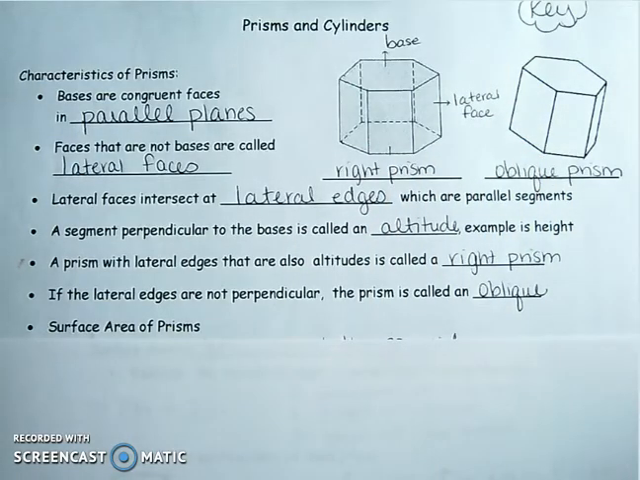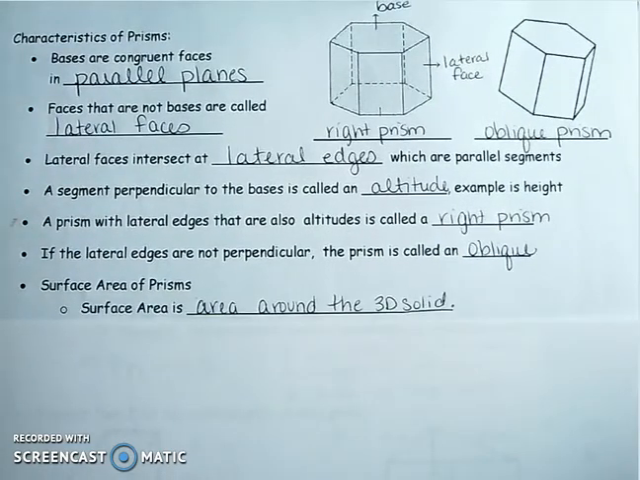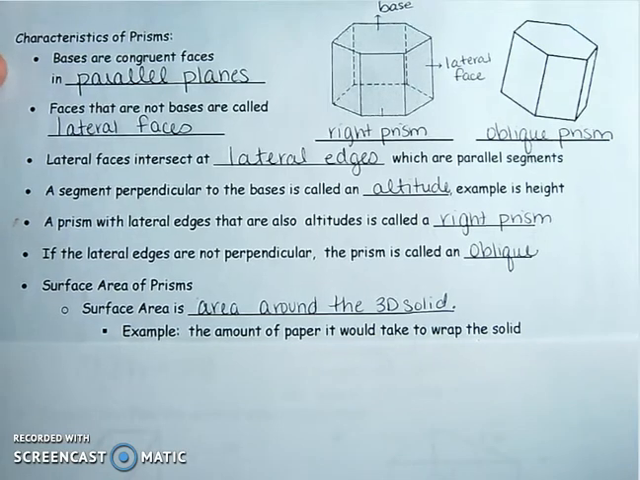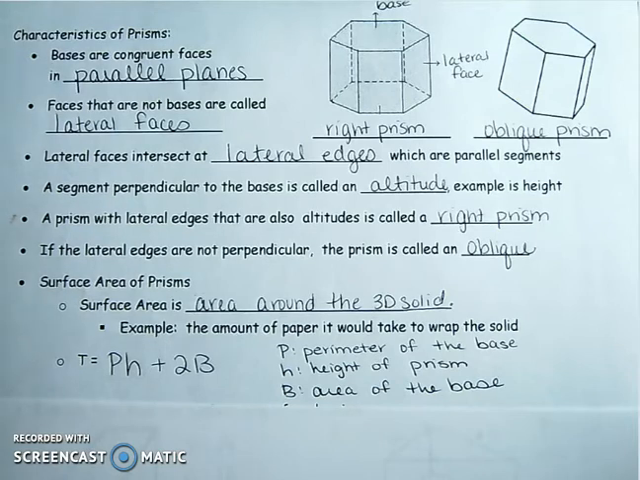So, surface area. By definition, surface area is just the area around the 3D solid. Think about the amount of paper it would take to wrap the solid. So at Christmas time, at someone's birthday, you're giving them a gift, and you're wrapping it up in paper. The paper it takes to go around this prism and the top and the bottom to completely cover it, that's your surface area.